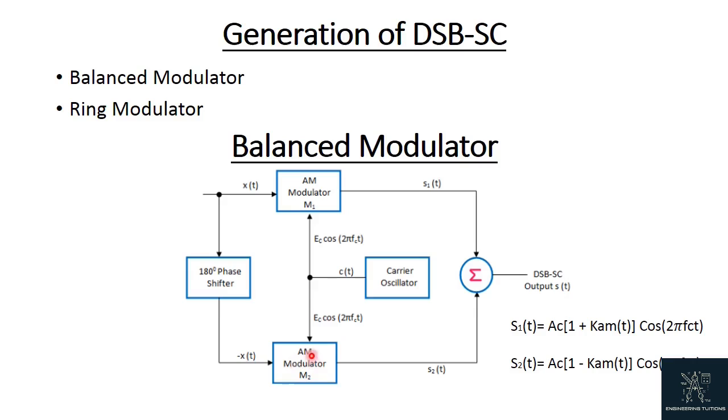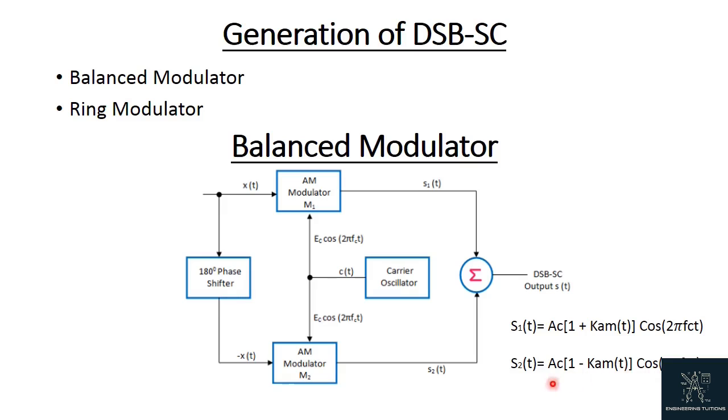modulator. The output of the upper AM modulator is s1(t) = Ac [1 + ka m(t)] cos 2πfct, and the output of the lower AM modulator is s2(t) = Ac [1 − ka m(t)] cos 2πfct.